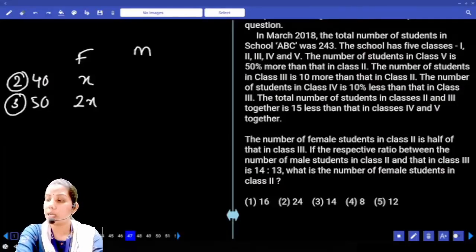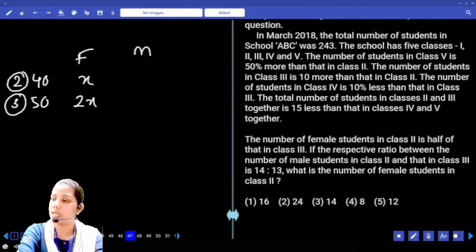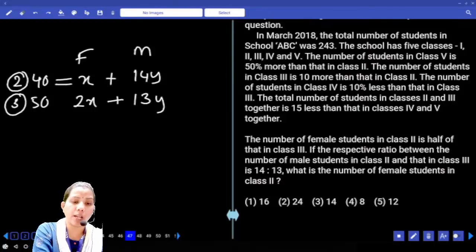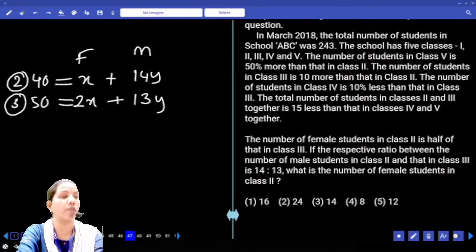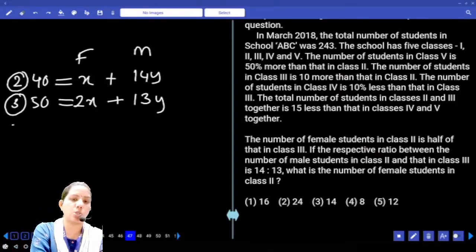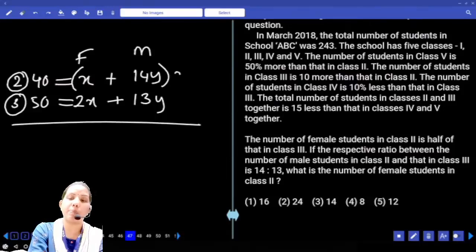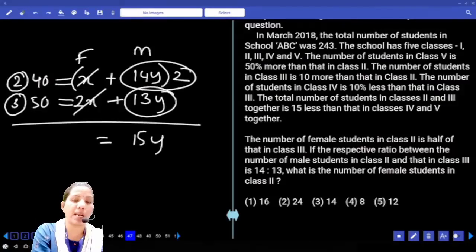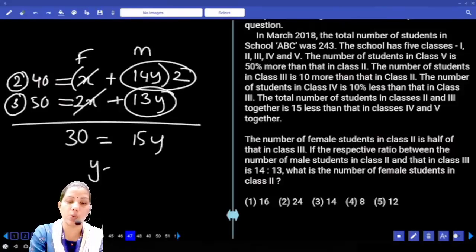Okay, next. If the respective ratio between the number of male students in class 2 and class 3 is 14:13, so if it is 14y, then it is 13y. But the sum x plus 14y is equal to 40 and 2x plus 13y is equal to 50. What was the number of female students in class 2? Just solve these two equations. The first equation is multiplied by 2. It is 2x and the other is 2x, so they cancel. It is 28y and 13y, so the remainder is 15y, equal to 80 minus 50, which is 30. Then y is equal to 2.